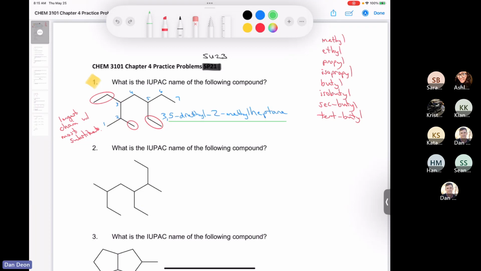Yeah, absolutely. Thanks, Sarah. It's octane, right? The longest carbon chain has 8 carbons. And so if we highlight that chain, we have 1, 2, 3, 4, 5, 6, 7, 8.